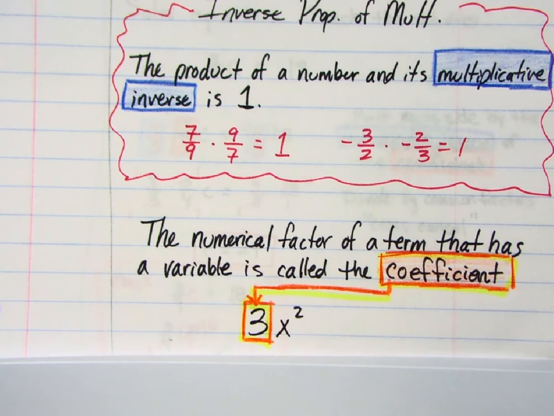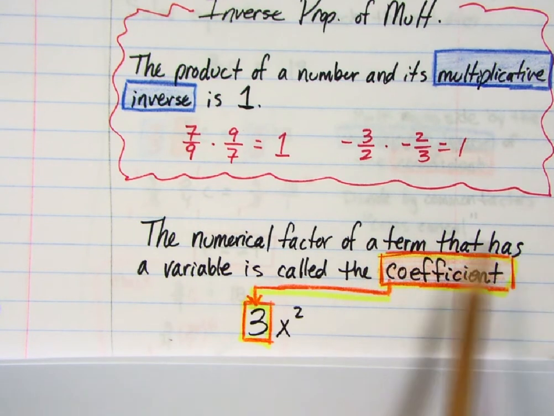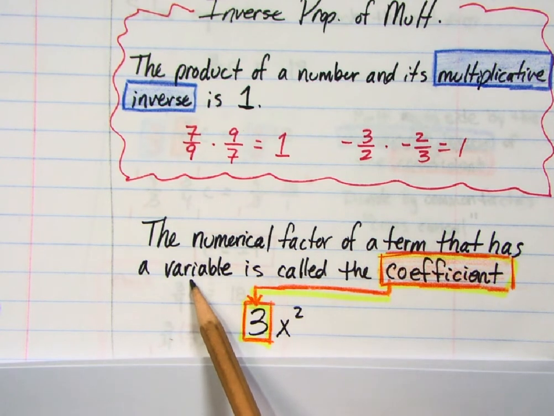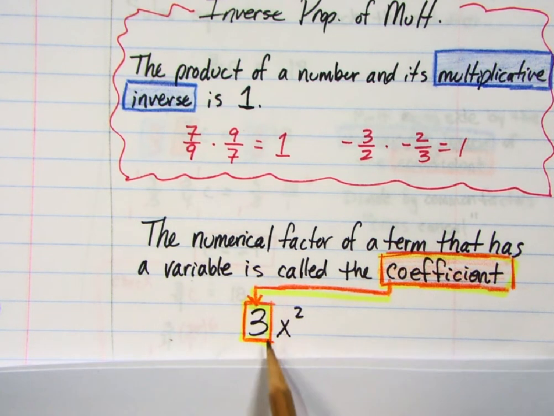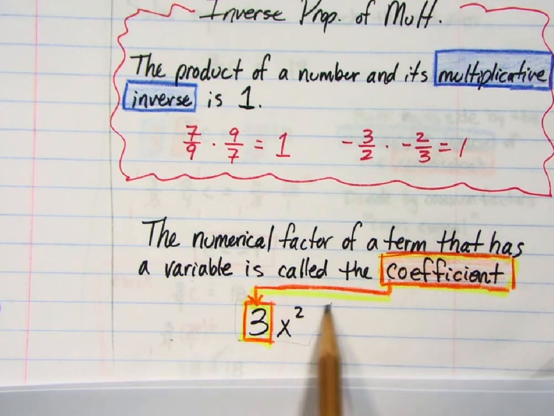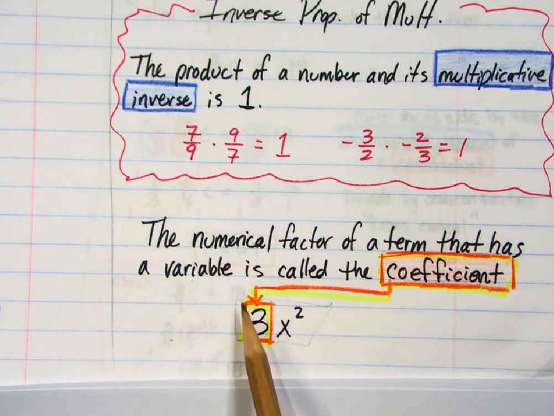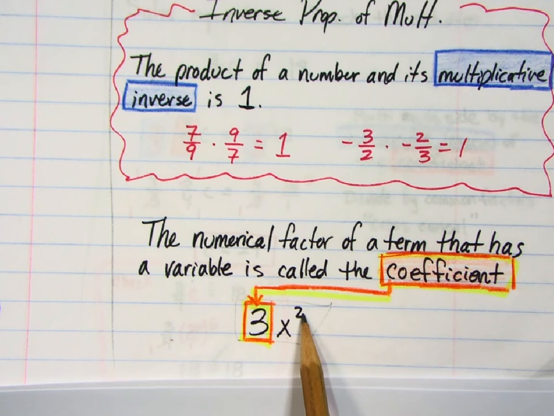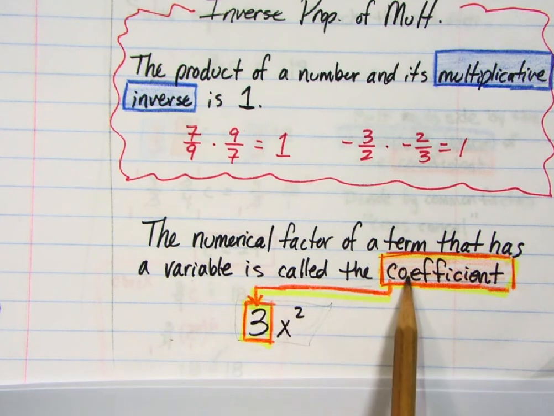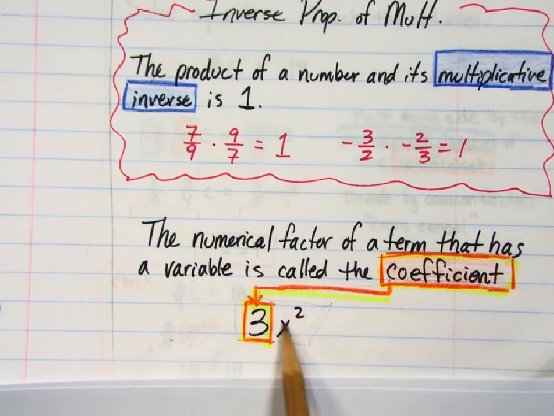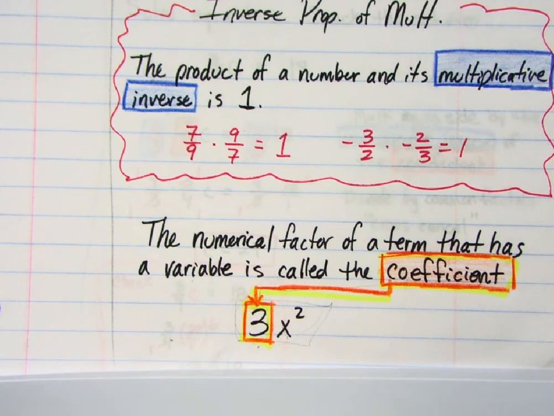The other word we come across is coefficient. It's the numerical factor of a term that has a variable. An easy way to remember: look for a term, you know it because it's between pluses and minuses. So this is a positive 3x squared. This is a whole term. To find the coefficient, look right in front of the variable. It'll tell you that there's 3 times that many.